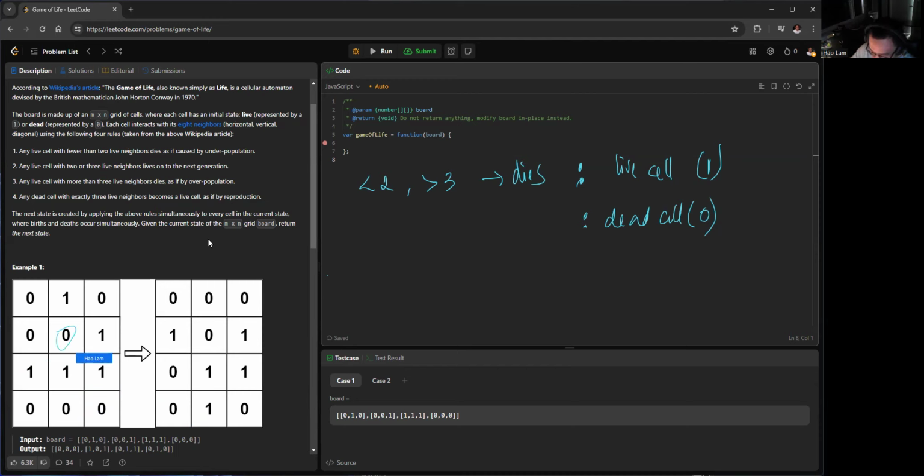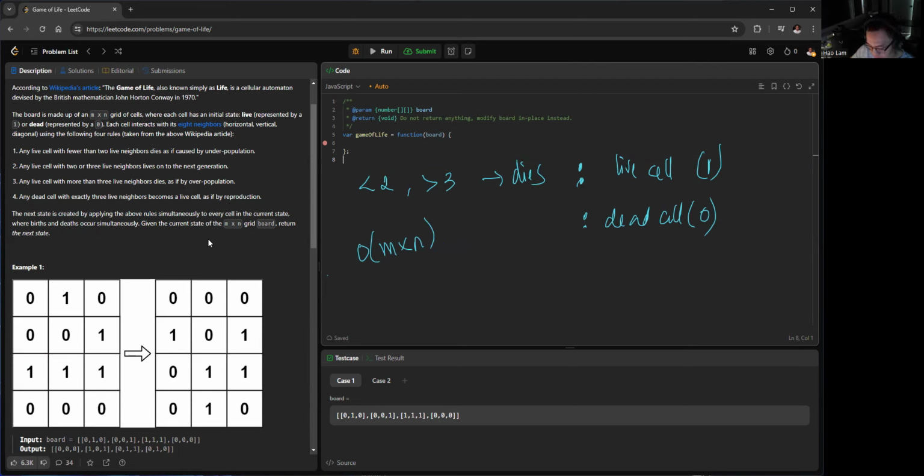Our neighbors will be in each direction. We need a helper function to generate the neighbors. So the problem that we have now: first of all, we can do this in O of n by n time and also space. We have to create a copy of the board to do this.